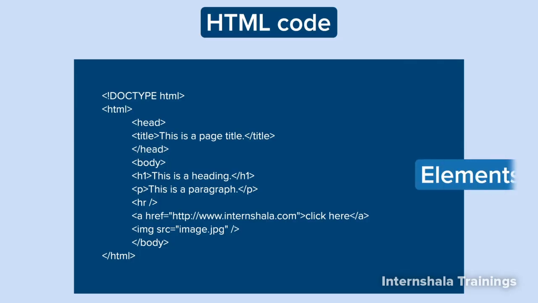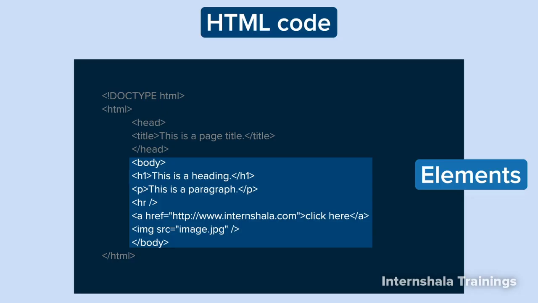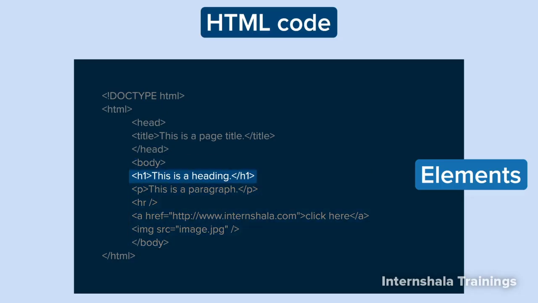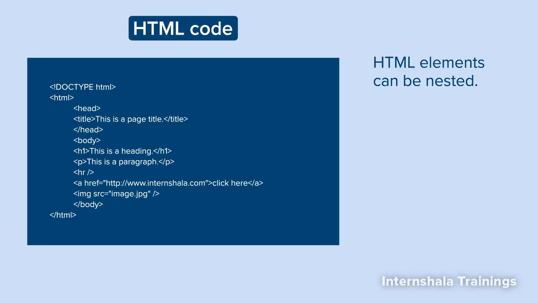Now you might ask, what is an element? Well, an HTML element is everything from the opening tag to the closing tag along with the content that is present in between. Like this is the body element and this is the h1 element. Now if you look at the HTML code, you can see that the HTML elements can be nested. That is, they can be placed inside one another. Let's simplify what we mean by this.